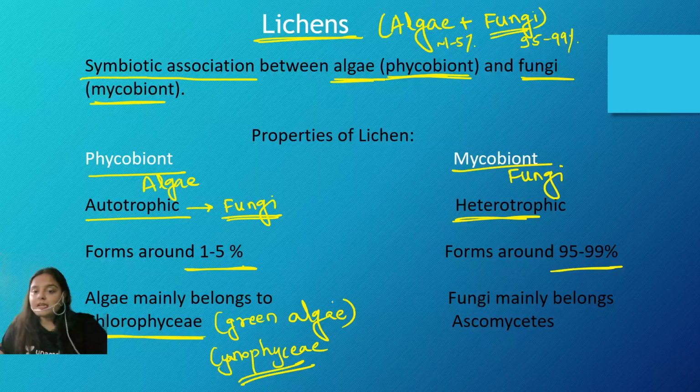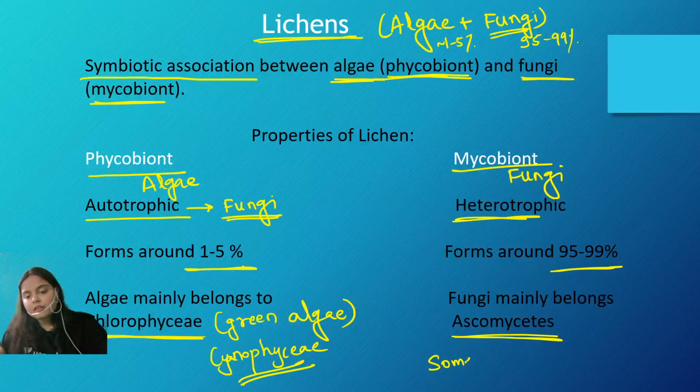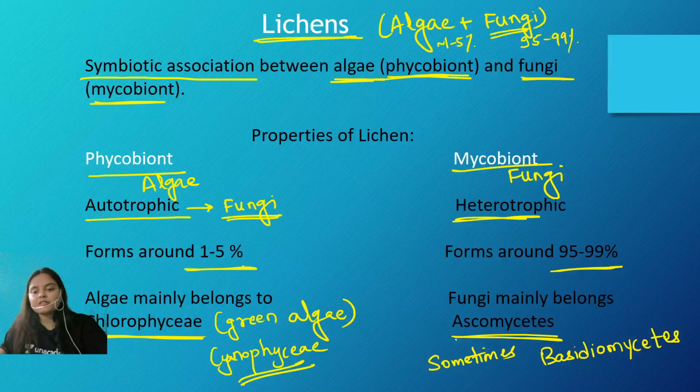Similarly, talking about the mycobiont component, the fungi is mainly from the Ascomycetes class. Sometimes the fungi can be from Basidiomycetes, right? But most of the time it is from the Ascomycetes only.